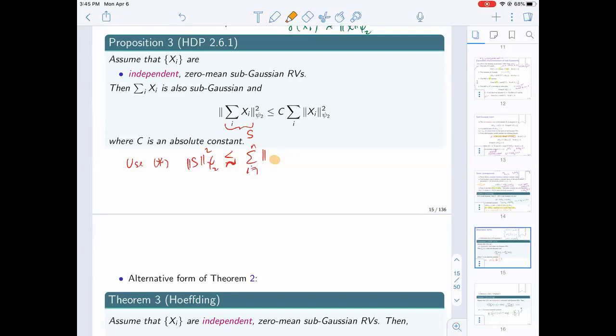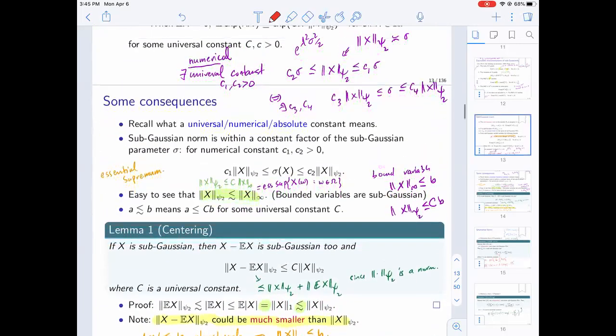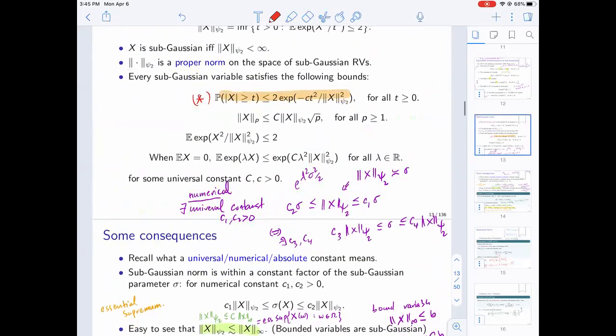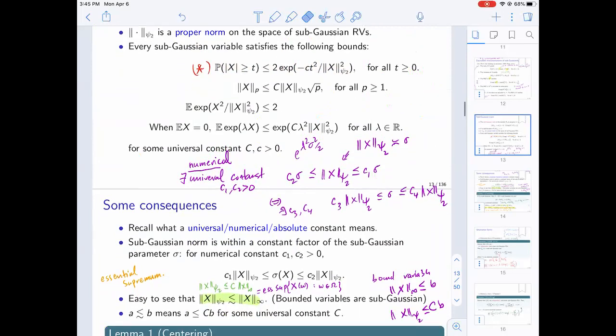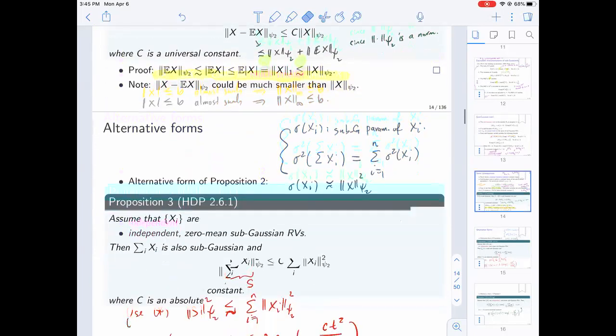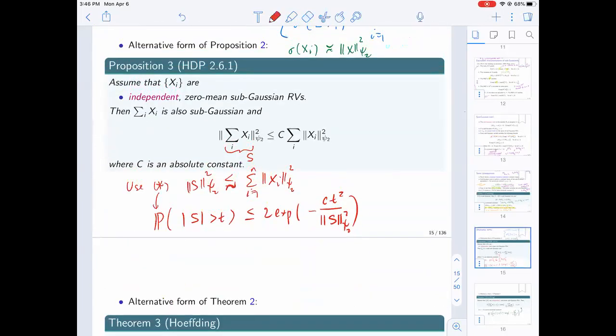So I would get the sum of the psi 2 norms of xi, squared. And I know that the probability that S is bigger than t is up to a constant like this, with q squared over psi 2 of S, from this result. So I'm going to use that result with S, replacing X with S. So use this, you get that. And then this is also bounded by, let's call this C1.